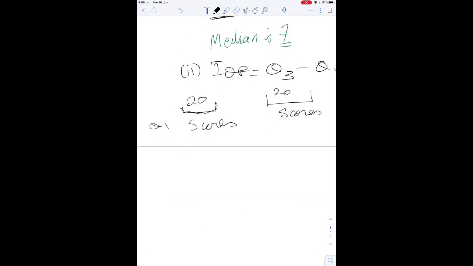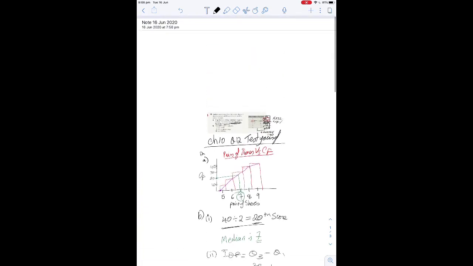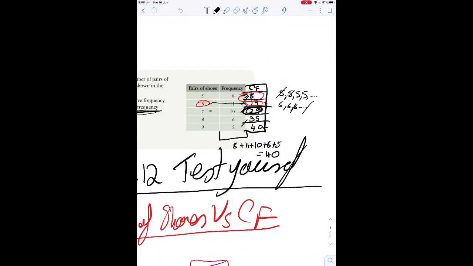Let's bring it up here. What's half of Q1 or half of 20 scores? It's going to be 10, or the average rather of the 10th and the 11th score, correct? Where would the 10th and 11th score be? Let's look at our table. 10th and 11th score according to my CF. Remember, you're looking at CF.